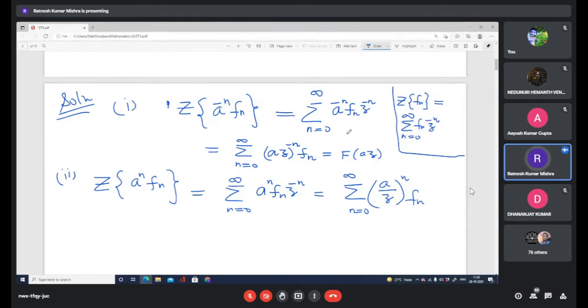So what we do here, we change this one and write the negative power, that is, a goes to the denominator and z goes to the numerator with power minus n. So when you compare these two, f(n) is this one, z^(-n), so this is F of z by a.